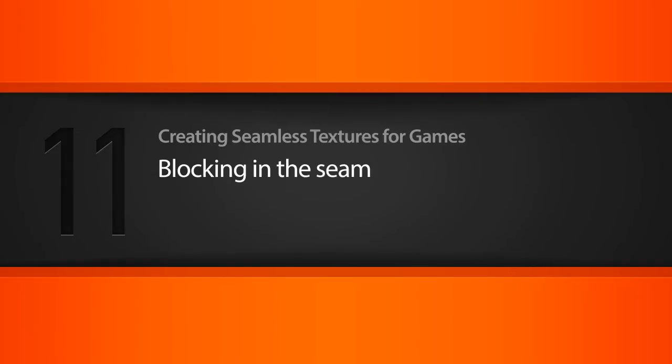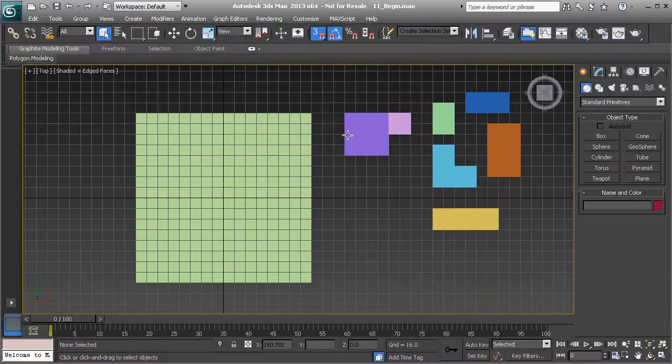In this lesson, we're going to create the seam for our tileable texture. Alright, so we built the blocks in our last lesson, and now we're ready to come in here and start to build around the seam of our construction plane.